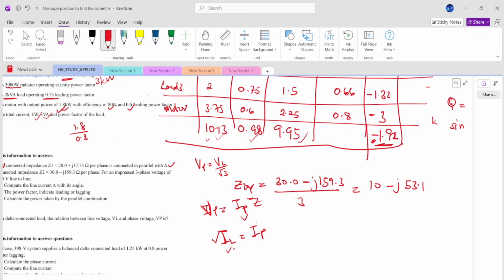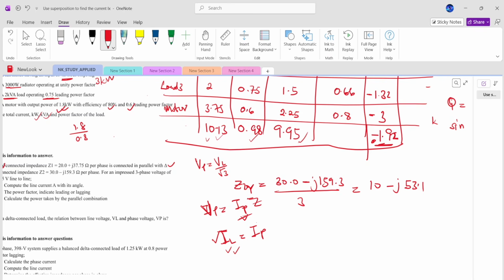That's the simple trick. I know V line, it means I can find V phase. I know Z, the impedance per phase, it means I can find the current per phase. And from that, I can also find the line current.